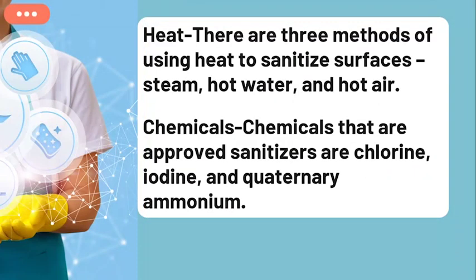Sanitizing method. Number 1 is heat. There are 3 methods of using heat to sanitize surfaces. We have steam, hot water, and hot air. Second, chemicals. Chemicals that are approved sanitizers are chlorine, iodine, and quaternary ammonium.